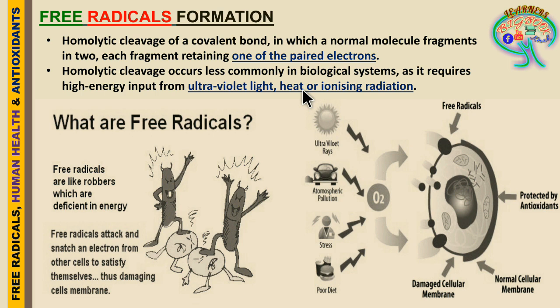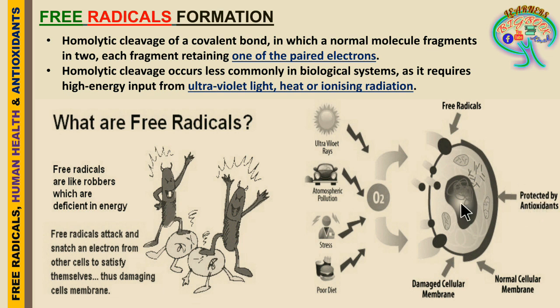So here you can see a depiction of what free radicals are, where the free radicals are going to act as robbers, which are deficient in energy, and also they are going to damage the cells. So those are caused by these factors, where the free radicals are going to show the effect on the cell membrane and internal organs and the nucleus also.